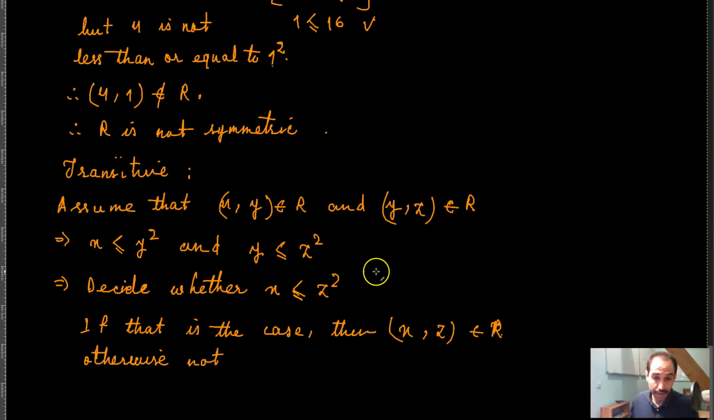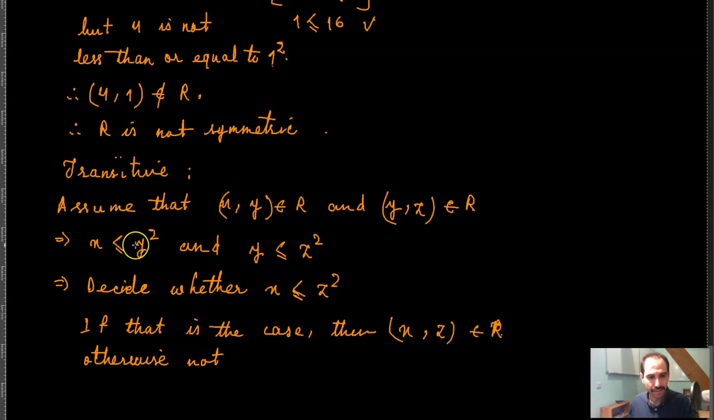Now basically it's not exactly very easy to decide that, because you see that you're dealing with these two inequalities, x is less than or equal to y squared and y is less than or equal to z squared, and you want to find some sort of inequality between x and z, which is exactly not very easy to get.